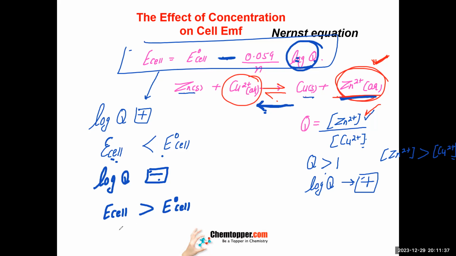Can you tell me when E cell is equal to E naught cell? In which case? When log Q is 0. And when is log Q 0? Understood? So is the magic of log Q clear? Okay.